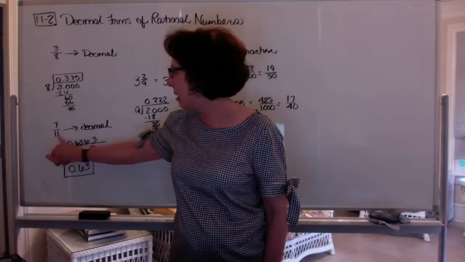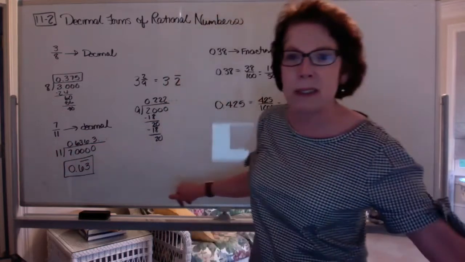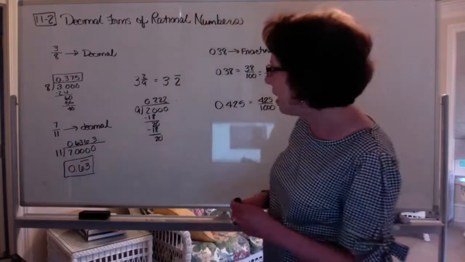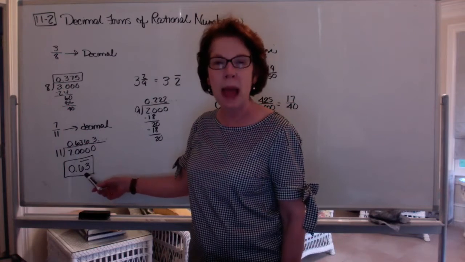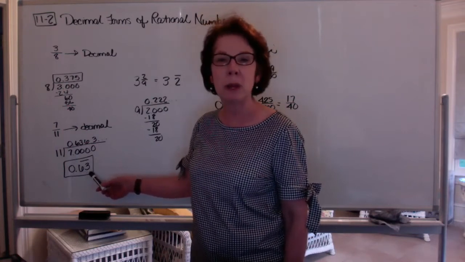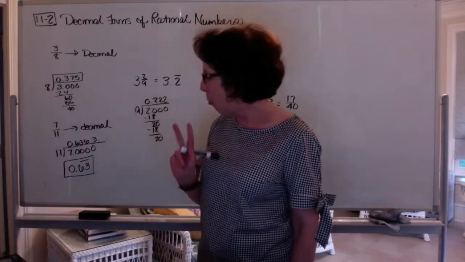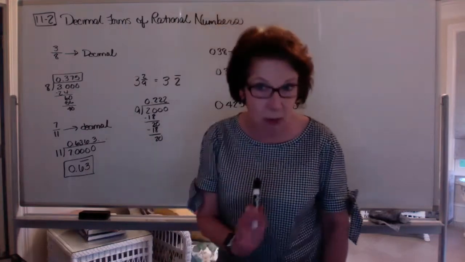Now, let's go to 7/11. Well, that's dividing 11 into 7, and I get this repeating pattern of 0.63, 0.63. And so I'm going to write that as 0.63 with a bar over the repeating pattern here. Notice I only write 63 one time. If only two digits repeat, you only write them once. 63 with a repeater bar. Don't write 63, 63, repeater.